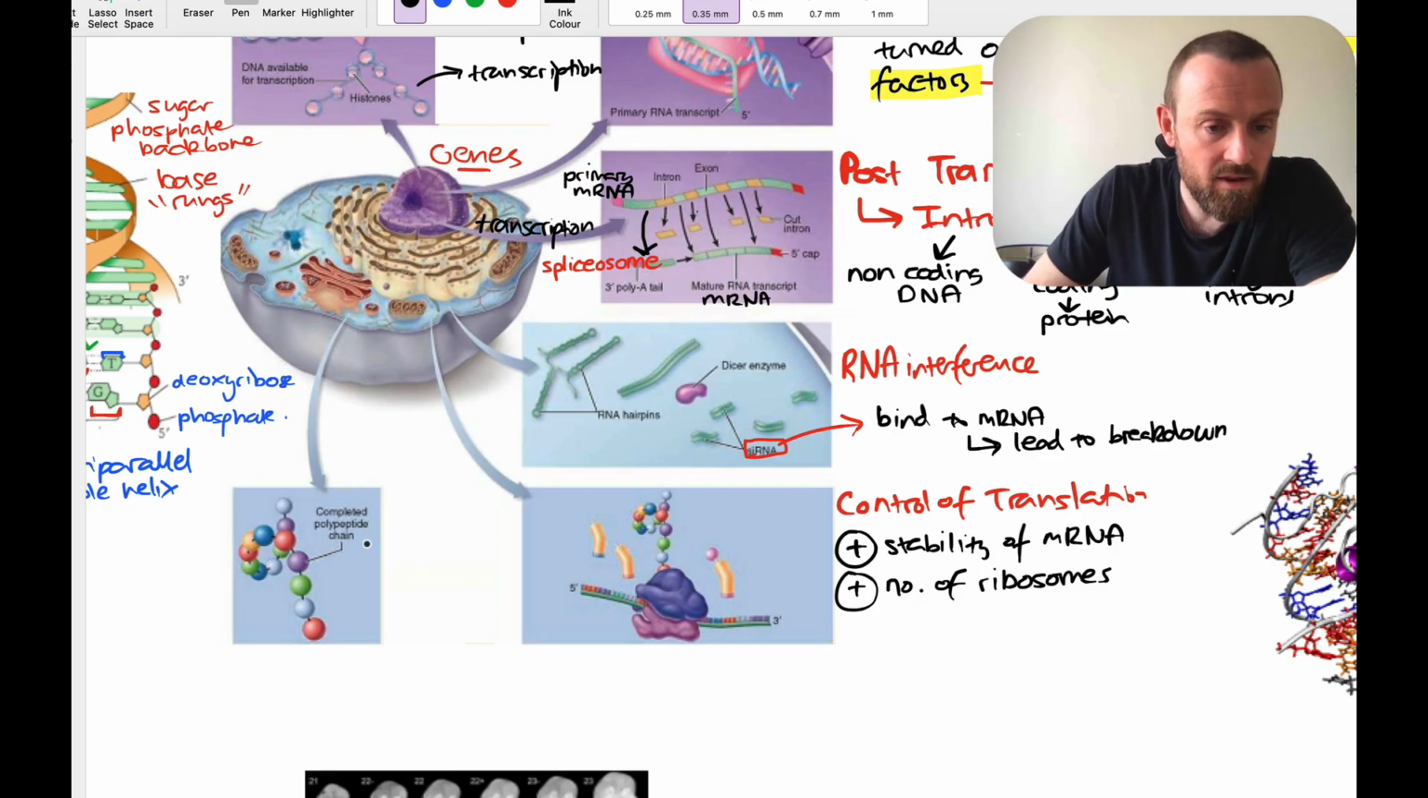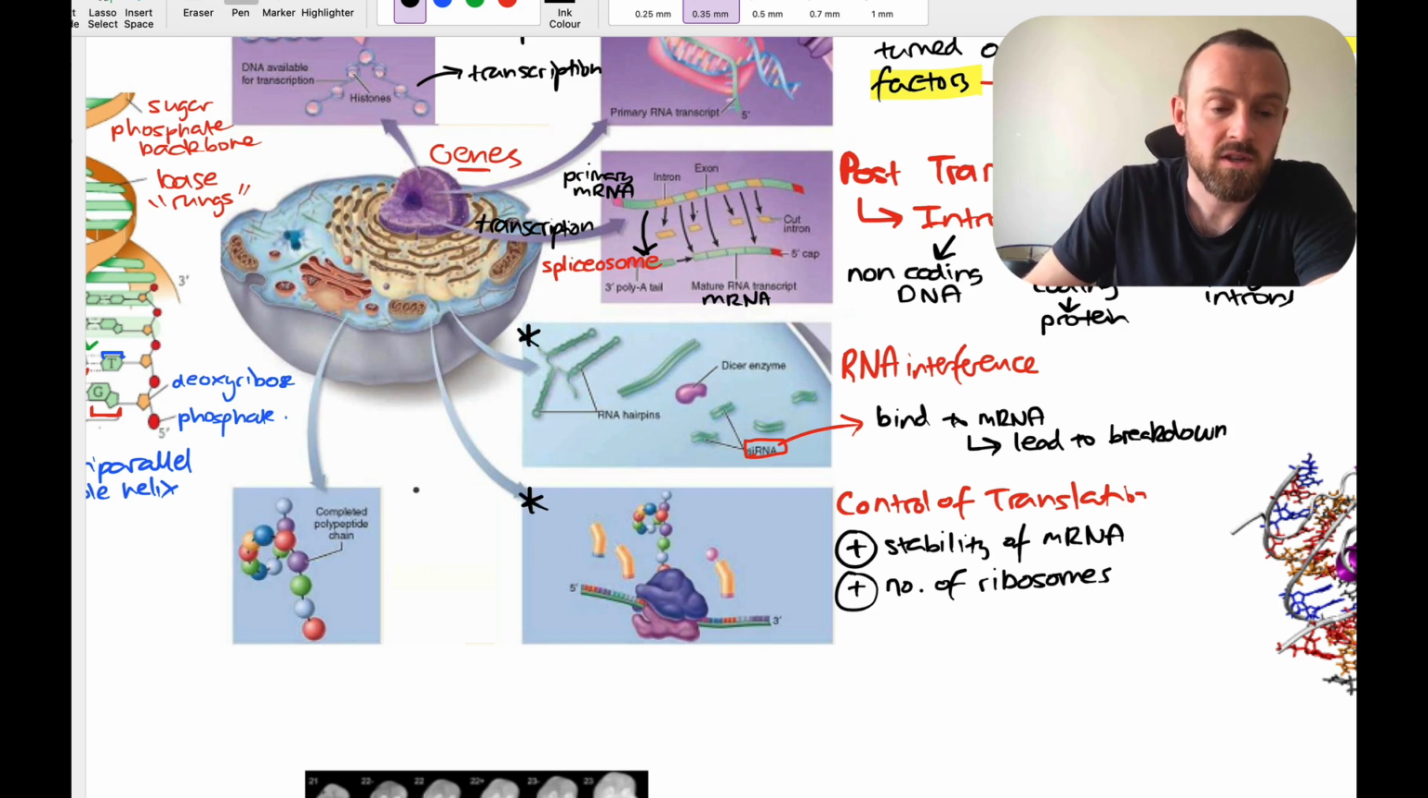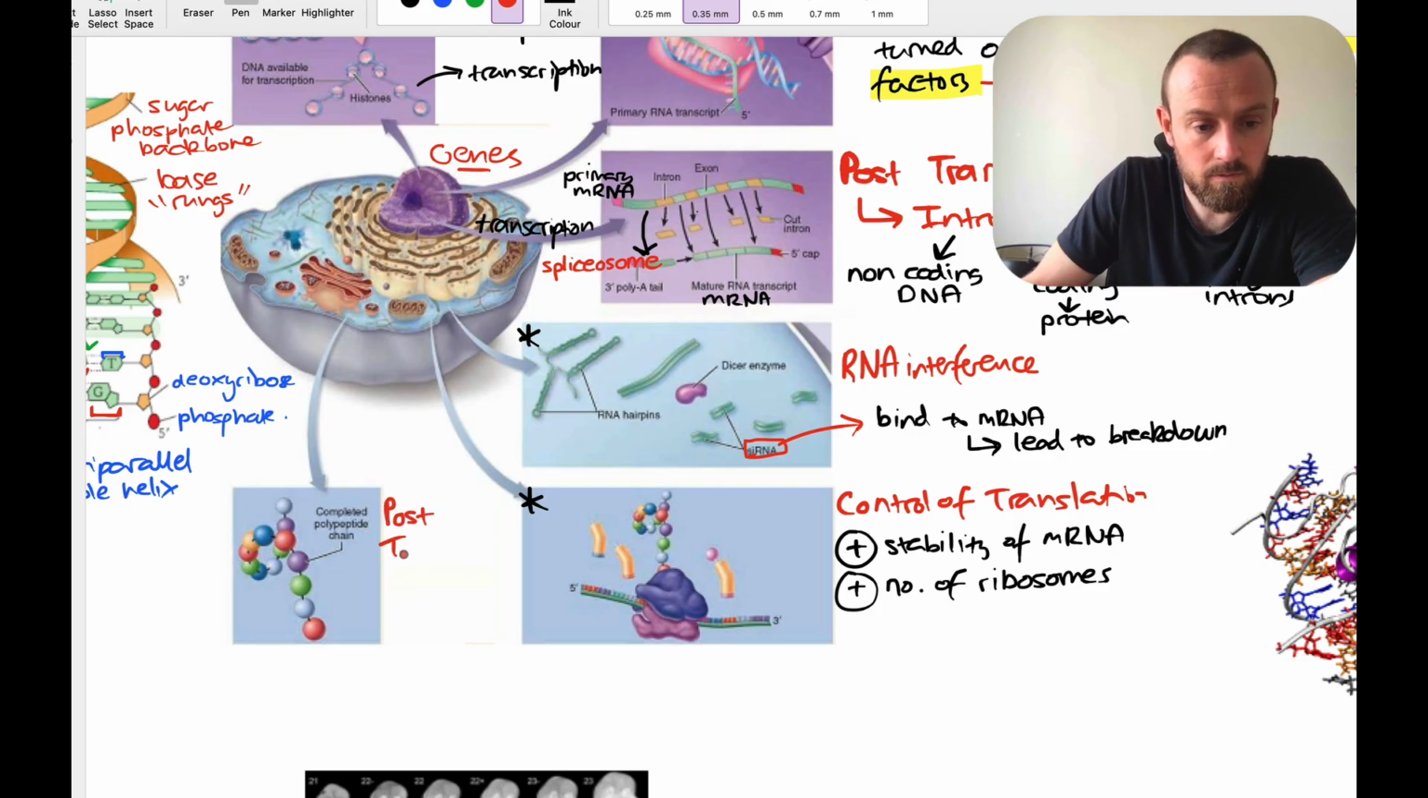And then the final thing down here, so I'll just put a little star here for this is off syllabus, and this is kind of off syllabus. This one is on syllabus, and it is post-translational modification or regulation.